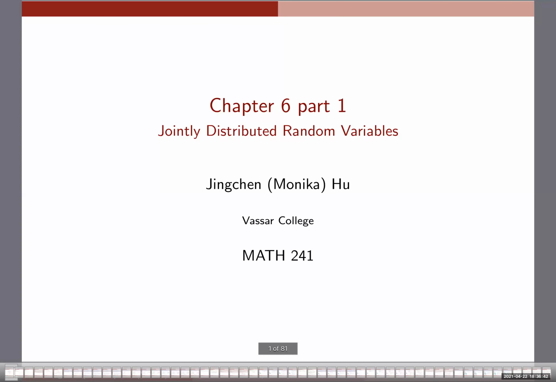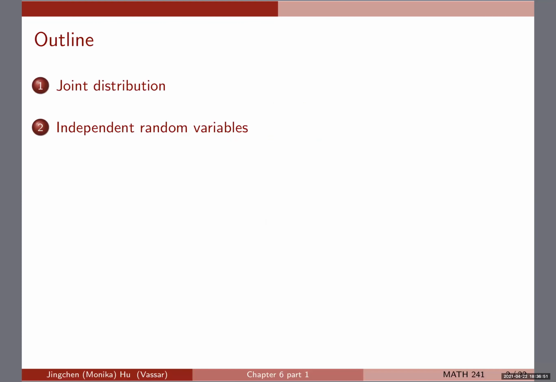Hello, welcome to chapter 6, jointly distributed random variables. Okay, we're going to have two parts as usual. So the first part, as you can tell from the chapter name itself, we're going to start to define what we mean by joint distribution.